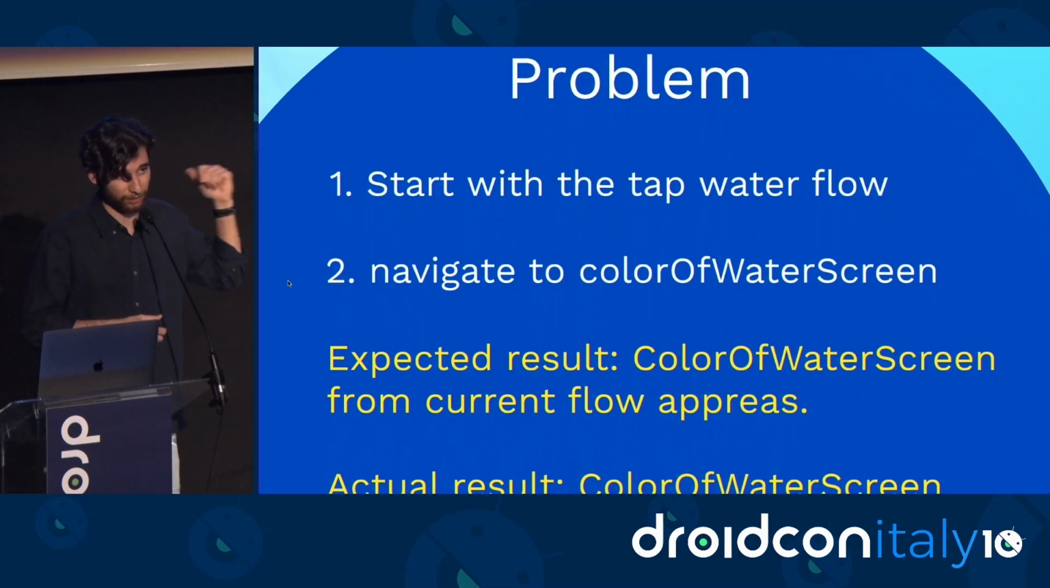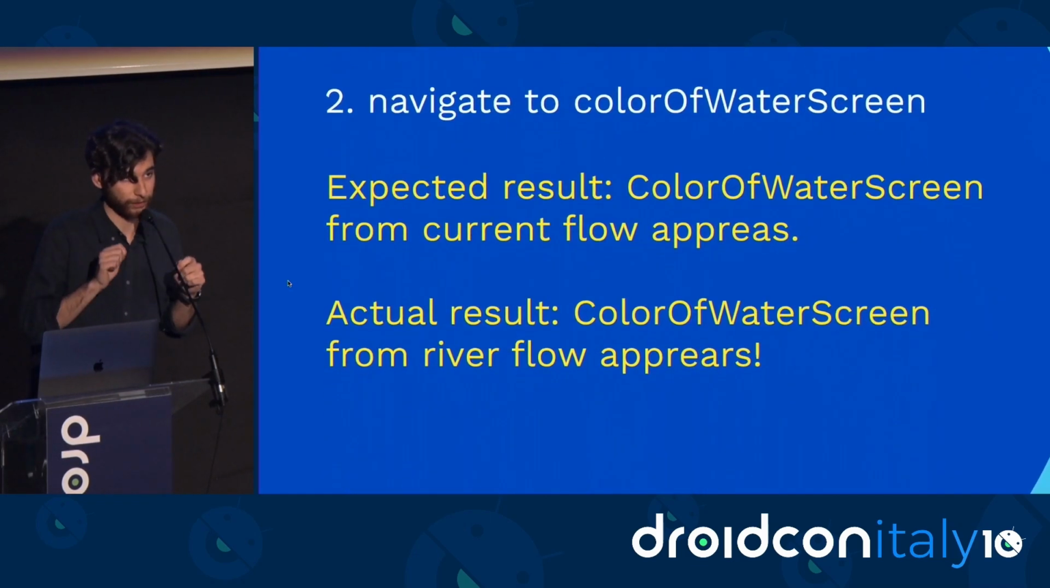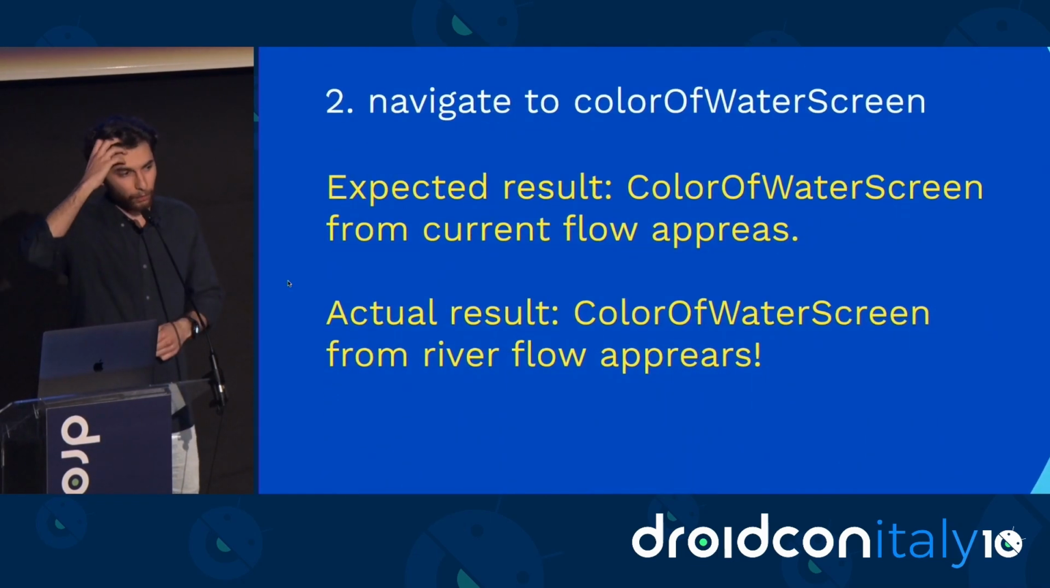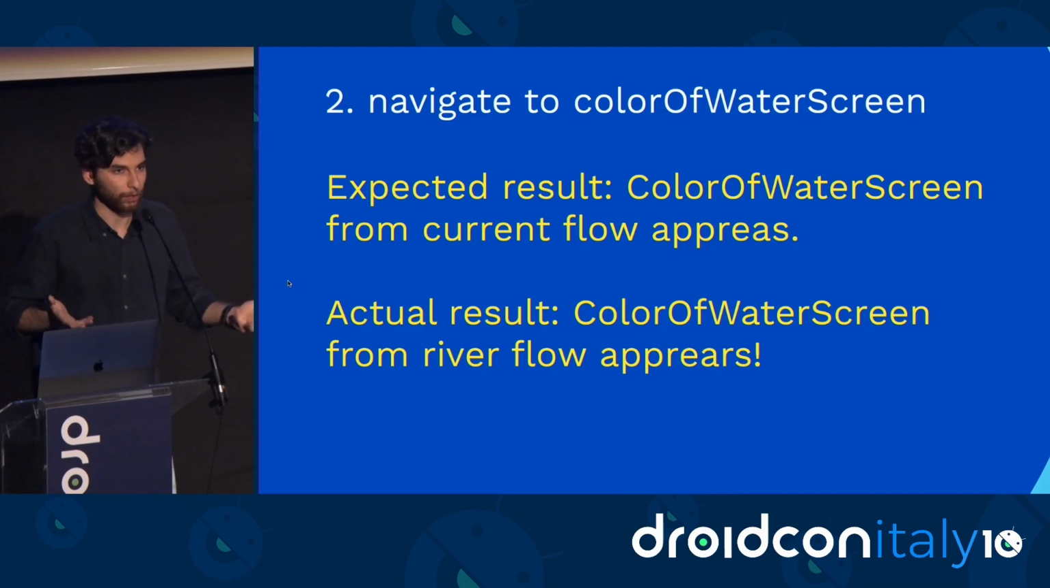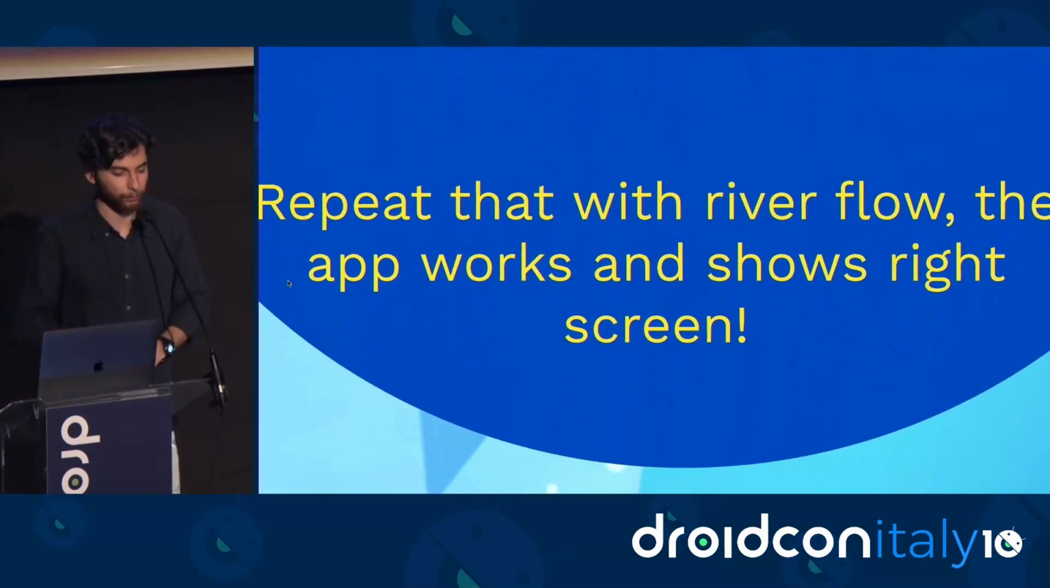I know these names are pretty weird, but that's what I've got. So we were expecting the color of water screen from the current flow, but what actually happened was that the color of water screen from the other flow that we weren't inside appeared. We were like, okay, maybe we passed some wrong route or wrong callback, but let's try it out with the other flow and see how it works.